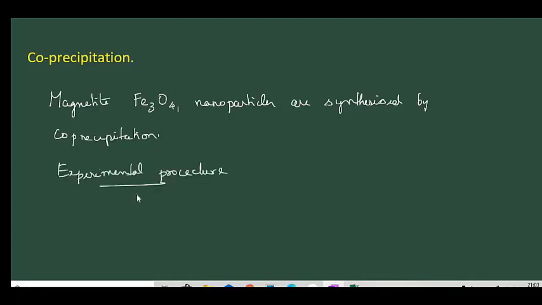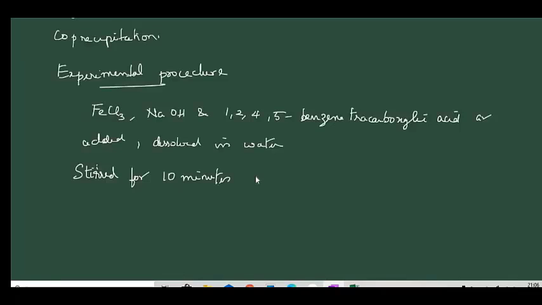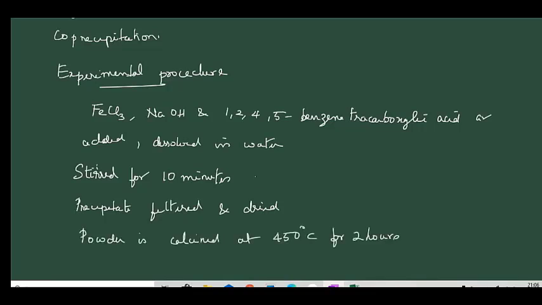In the experimental procedure, the iron salt taken is FeCl3, and to this NaOH and 1,2,4,5 benzene tetracarboxylic acid are added, dissolved in water. It is stirred for 10 minutes. The precipitate is filtered and dried, and the powder is calcined at 450 degrees centigrade for 2 hours, when Fe3O4 nanoparticles are formed.